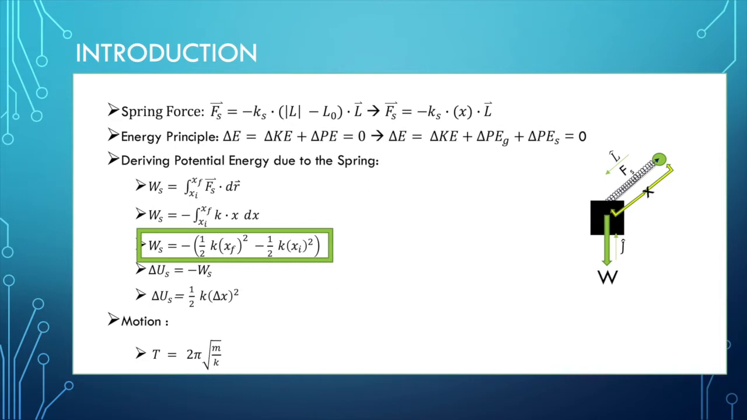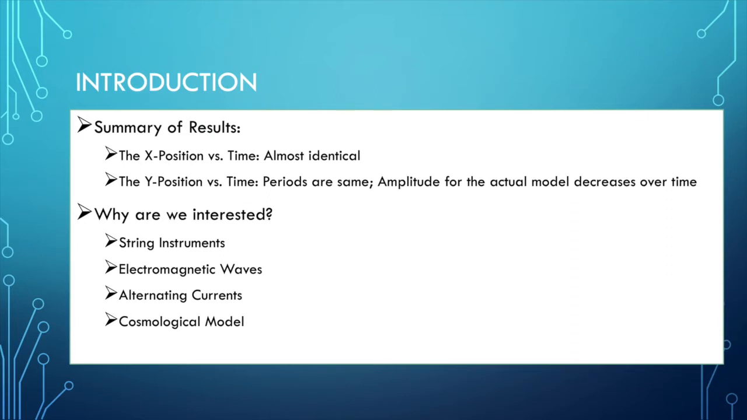Another important formula to keep in mind is the period of the oscillation, which is 2 pi times the square root of mass over stiffness of the spring. As we'll see later in the lab, we are able to model the x position and y position versus time and compare it with our predicted model. Before we discuss the lab in detail, let's talk about why we are interested in analyzing the oscillatory motion. This motion is present in string instruments, electromagnetic waves, alternating currents, and cosmological models, to list a few. As you can see, this motion is essential and hence important to analyze.